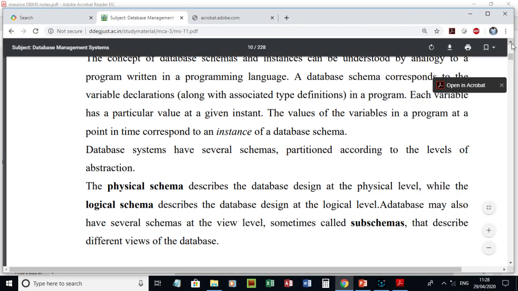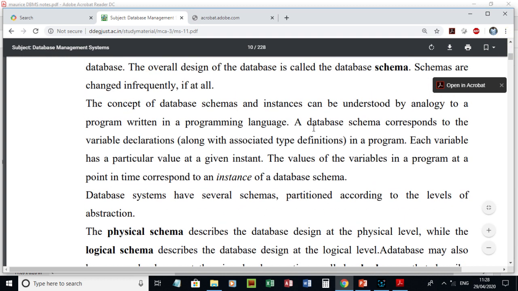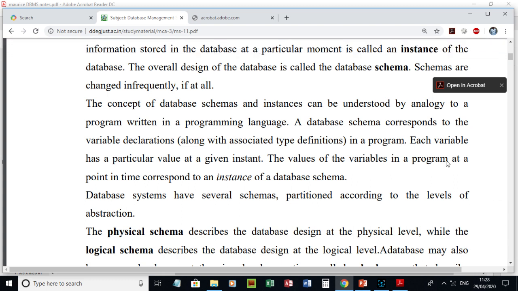So the concept of database schemas and instances can be understood by analogy to a program written in a programming language. A database schema corresponds to the variable declarations, along with the associated type definitions, in the program. That is too technical; I don't want you to go there.